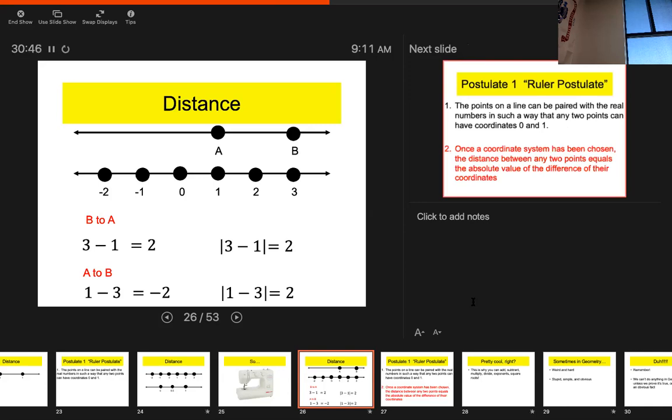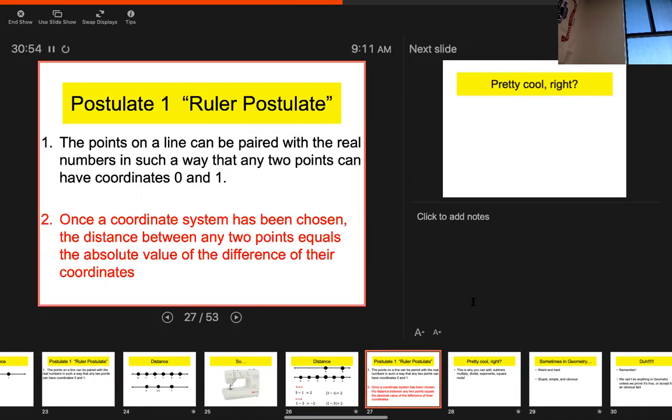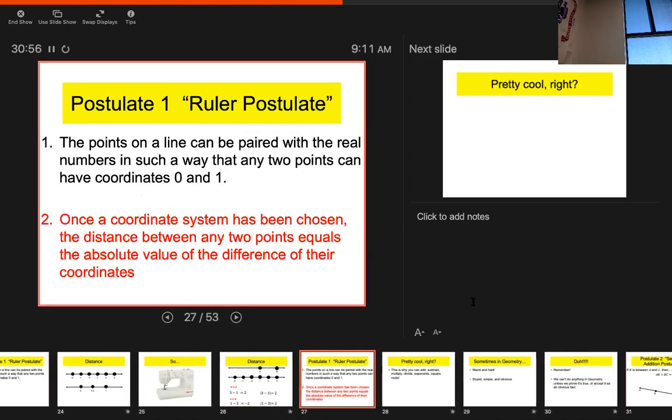Okay? And division is the inverse of multiplication. I just showed you how to abstract, multiply, and divide. We got that out of the way. We're ready to move on. Write this down. This is also part of the ruler postulate, so it's the second statement. Once you make this coordinate system, which we just did, the distance between any 2 points is the absolute value of the difference of their coordinates. That's literally what I just showed you.